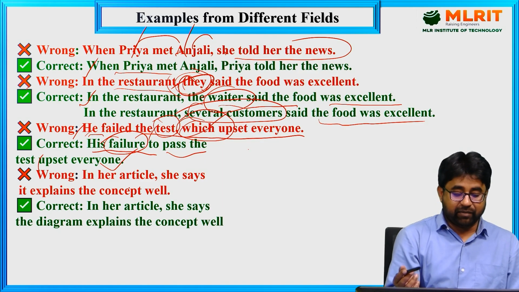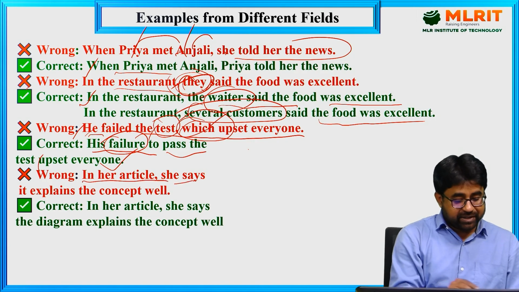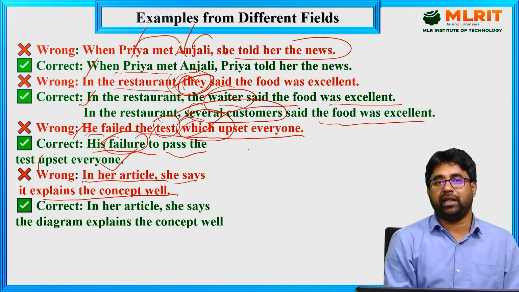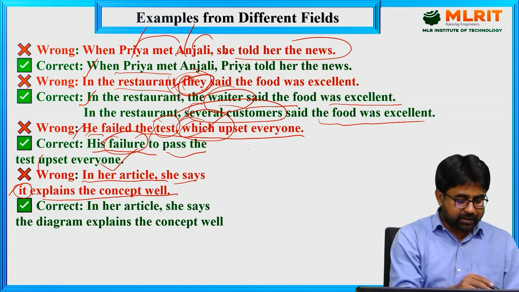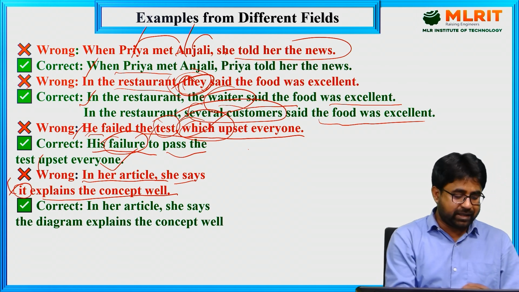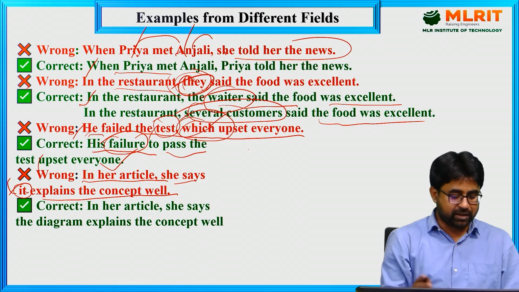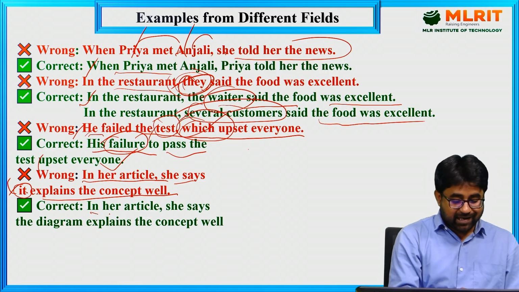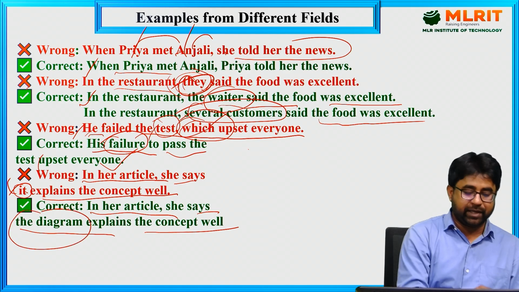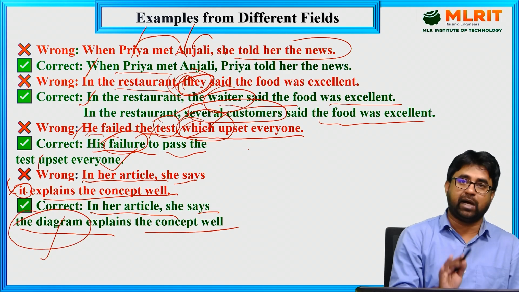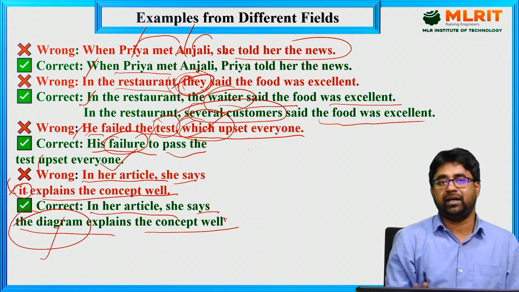Now, weak reference. In her article, she says it explains the concept well. Now, "it" is the pronoun. Is it clear? What is the reference point of it? What does this pronoun indicate? It's not clear. How do you fix it then? In her article, she says the diagram explains the concept well. You are not using any pronoun, rather you are using the noun clearly in order to avoid that ambiguity.